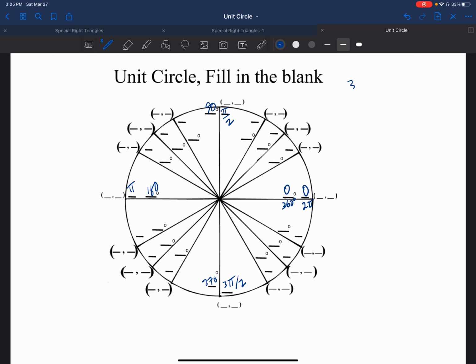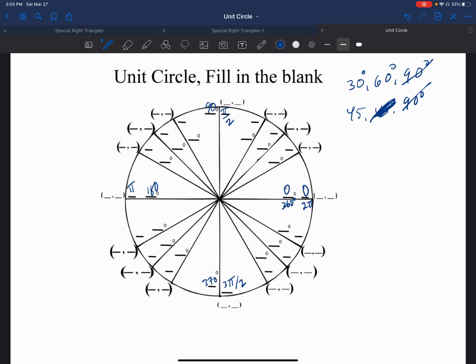So if you remember, we had the 30, 60, 90 triangle. Then we had the 45, 45, and 90 degree triangle. 90 is already listed in our unit circle, so we don't have to list that one. And as you can see, 45 is listed twice. We only need it once.